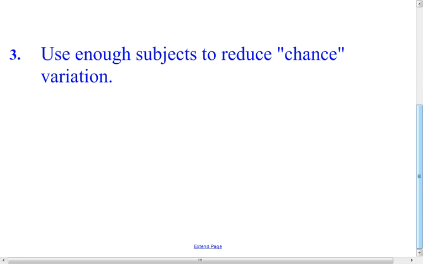And the third thing is that you need to make sure you use enough subjects to reduce chance. So, if you only have 30 people in your study, the chances that the results can be generalized to the major population is pretty small, okay? Whereas if you use 500 subjects, the chances that you can generalize that to the main population is a lot higher, okay? Margin of error, we've talked about that.